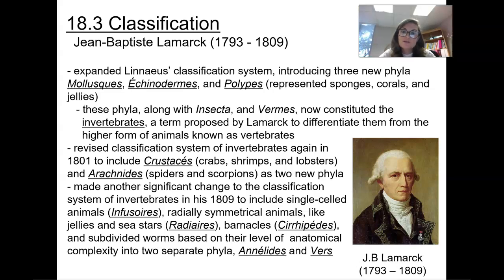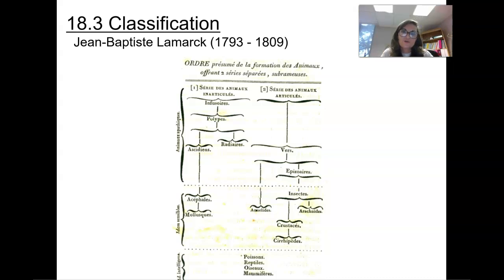They're going to make another significant change in classification systems of invertebrates in 1809, and then they start to include single-celled animals like infusoires. Radially symmetrical animals like jellies and sea stars are now going to be called the radiaires, and they're going to subdivide worms based on their level of anatomical complexity into two separate phyla, the annelids and the vermes. And so here is Jean-Baptiste Lamarck's different classification systems that he's going to use in order to develop his different phyla, so you can look at those.